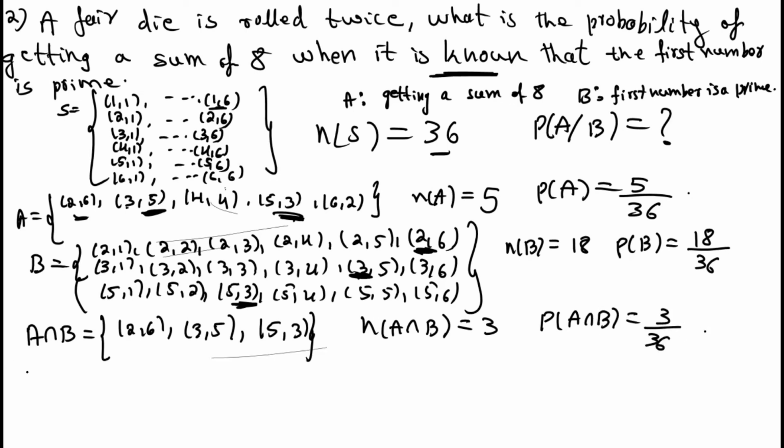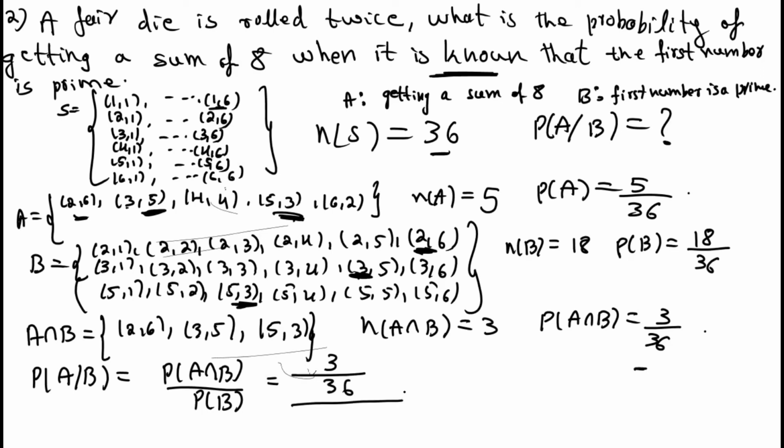Okay, now question is probability of A given B. We know the formula, it's equal to probability of A intersection B divided by probability of B. Probability of A intersection B, here we have 3 by 36, whole divided by probability of B. Probability of B is 18 divided by 36. 36, 36 cancels. 3 by 18. 3 by 18 is equal to 1 by 6. Therefore, your answer is 1 by 6.